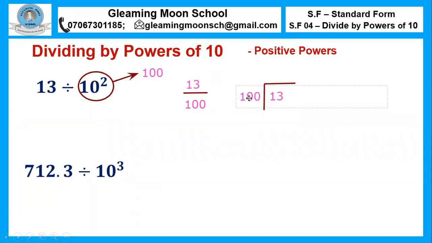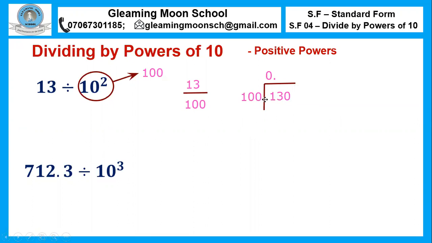Now, the first question you're going to ask yourself is, can 100 divide 13? The answer clearly is no. And so we write 0 and put a decimal point. Okay, and then we go back to that 13, add 0 to make it 130. So now we can say, can 100 divide 130?